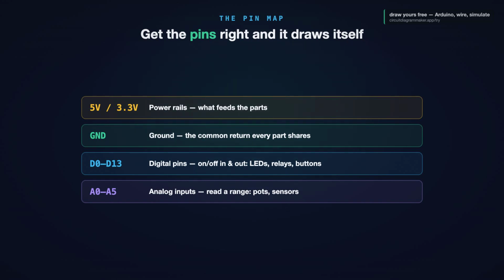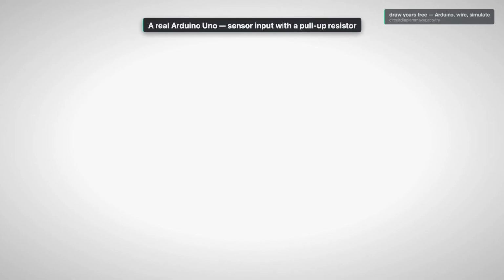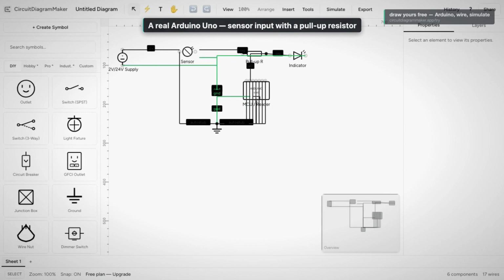An LED goes on a digital pin through a resistor. A button goes on a digital input. A potentiometer's wiper goes on an analog pin. That is the whole grammar of an Arduino schematic. So let's use 2 of those. First, a real Arduino input circuit, loaded straight in.